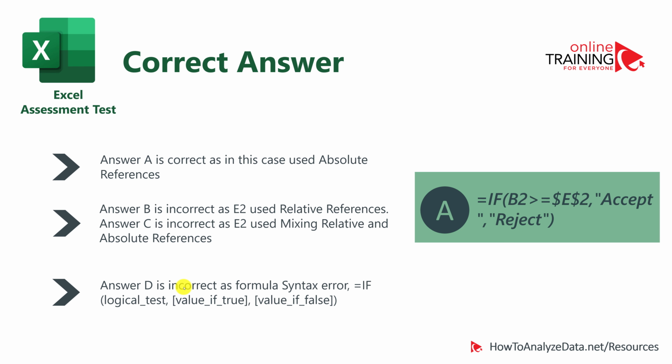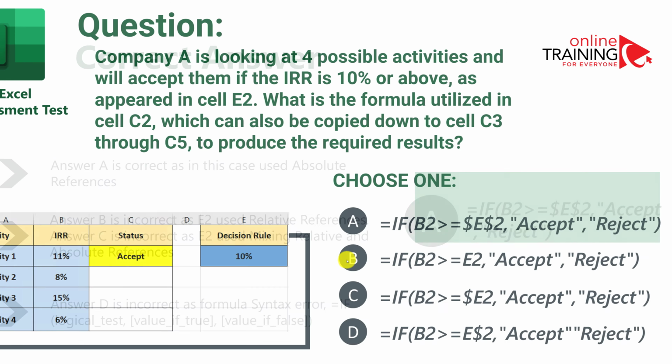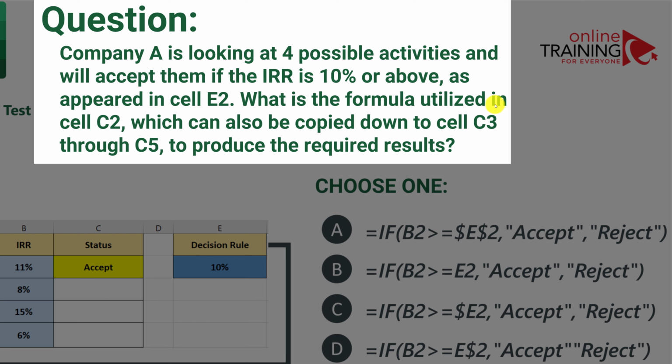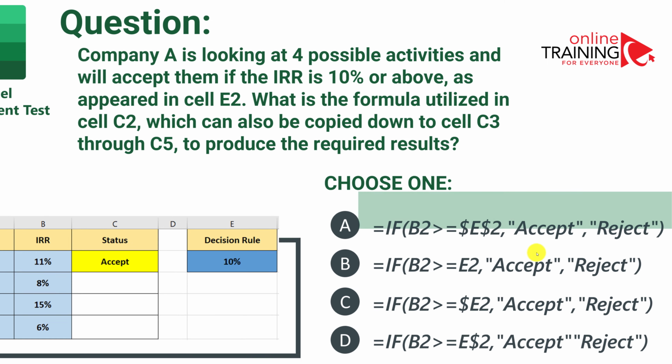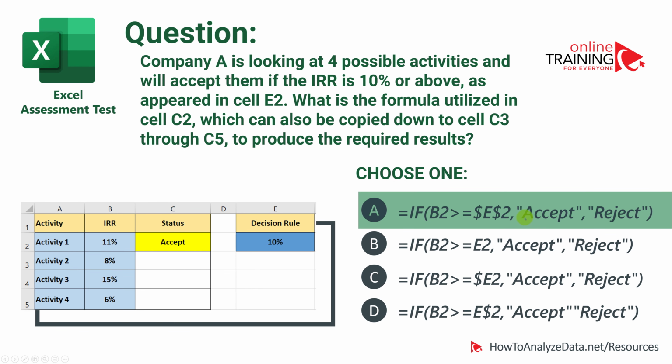It's a tricky question. Some of the answers do lead to the correct results for one cell, but because the question itself is asking what is the formula utilized in cell C2, which can also be copied down to cells C3 through C5, that's the part that confuses you, and that leads to only one correct answer here on the list.